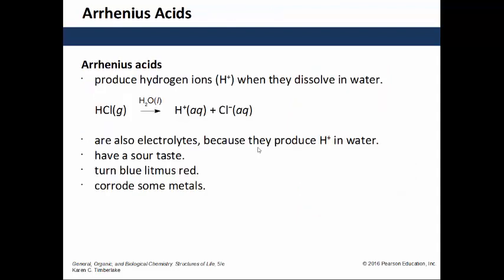Now, there are different types of acids. The first one we'll go over, Arrhenius. These types of acids will produce hydrogen ions, H+, when they dissolve in water. So the example that you're given, HCl, hydrochloric acid, dissolving in water, will give you the hydrogen ion, which is positive, and also the chloride ion, which is negative. And these types of acids are also electrolytes because they produce hydrogen ion in water.